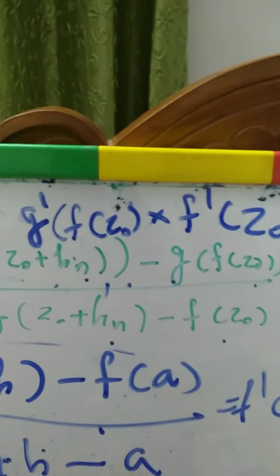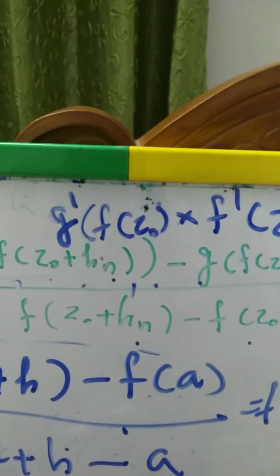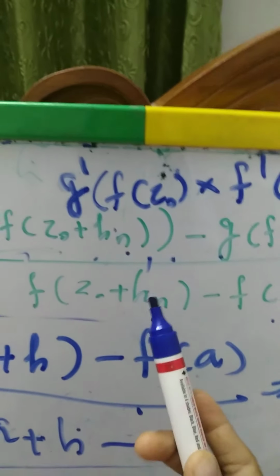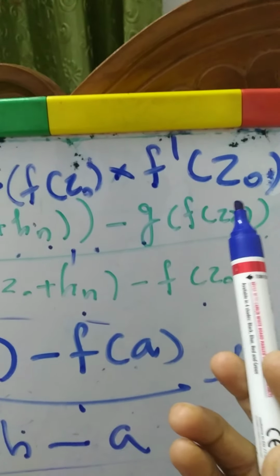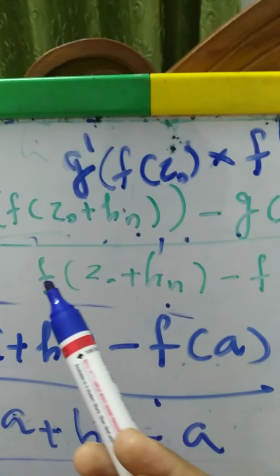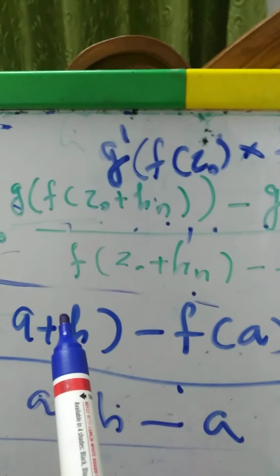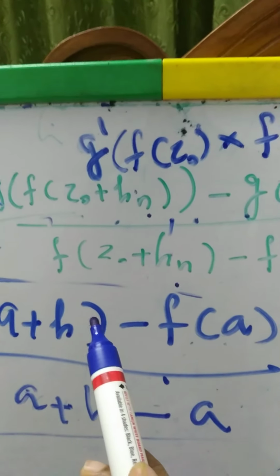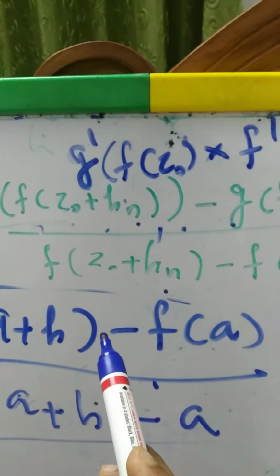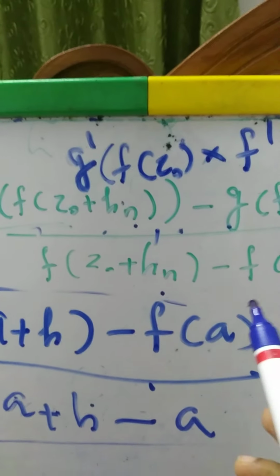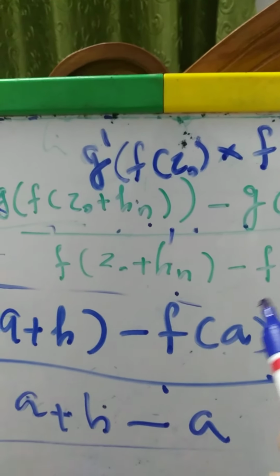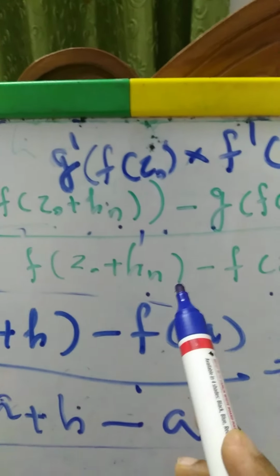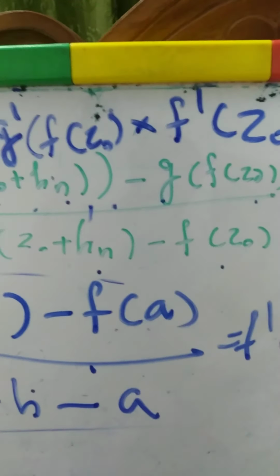So what does it imply? The limit exists and the limit is equal to g dash of f of z naught into f dash of z naught. That means g composition f is differentiable at the point z naught, where z naught is a point in G, and g composition f dash of z naught is equal to g dash of f of z naught into f dash of z naught.